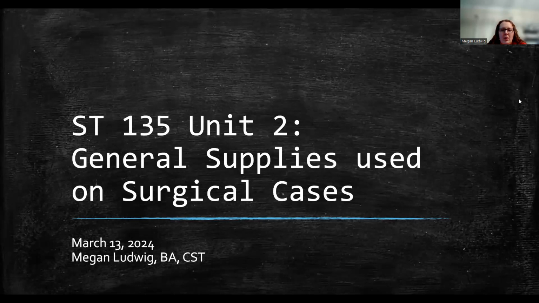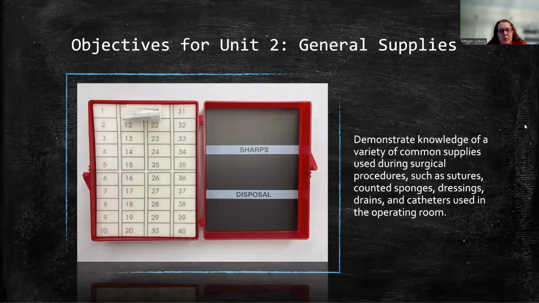This week, we're going to be talking about general supplies used in surgical cases. There's quite a few, so we'll have a lot to talk about. Our objectives for this week are just to demonstrate knowledge of the variety of surgical supplies that we're going to use: sutures, lots of different types of sponges, syringes, dressings, even catheters we'll get into a little bit today.